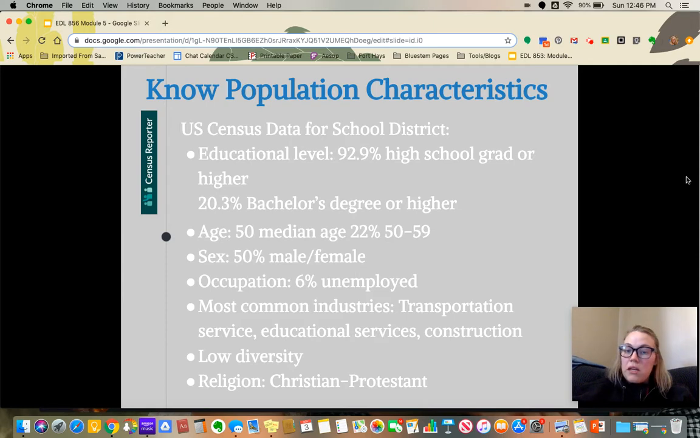What I found the most common industries were transportation services. So we do have a lot of semi truck drivers who are from Leon and Latham, and their home base is in Leon and Latham. We do have a bunch of people who work at the school as well. So not only is there community and school interaction of people sending their kids to school, but the school is a big source of jobs for our community. There's not a lot of diversity within our communities. The religion is basically Christian and Protestant for the most part.